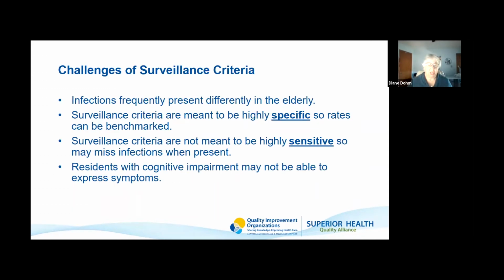What are some of the challenges of surveillance criteria? We know that infections frequently present differently in the elderly. And surveillance criteria by their design are meant to be very specific so that you can determine your rates, but they are not always highly sensitive. So some infections may be missed. And residents with cognitive impairment may not be able to express their symptoms to you.